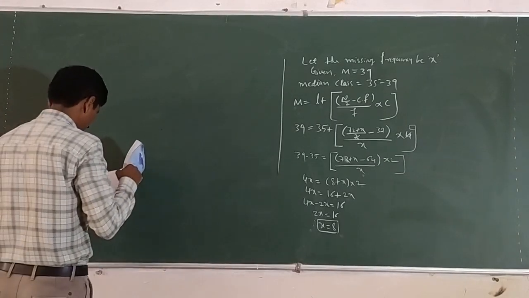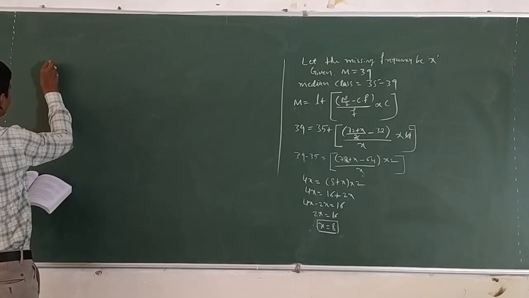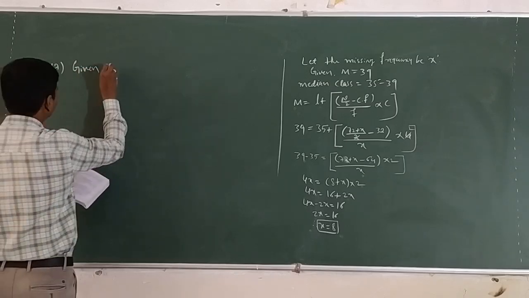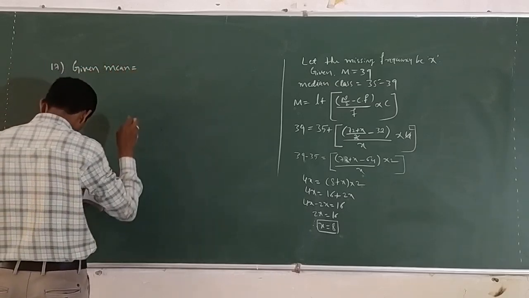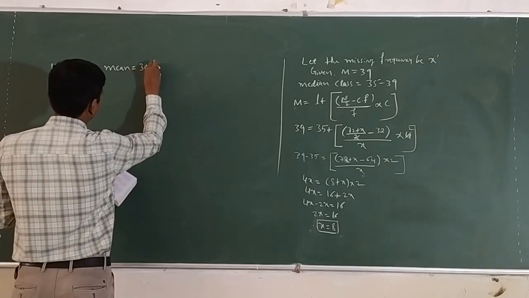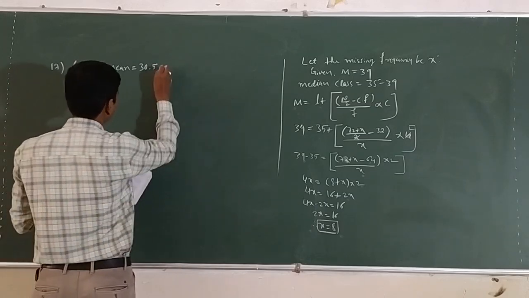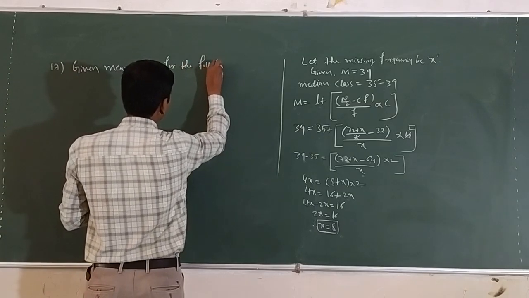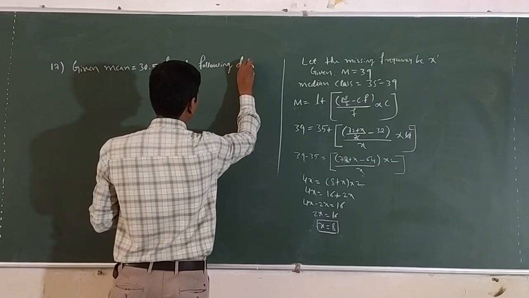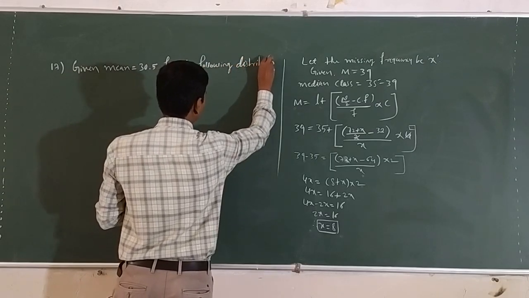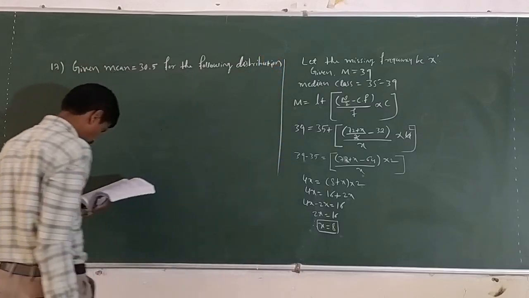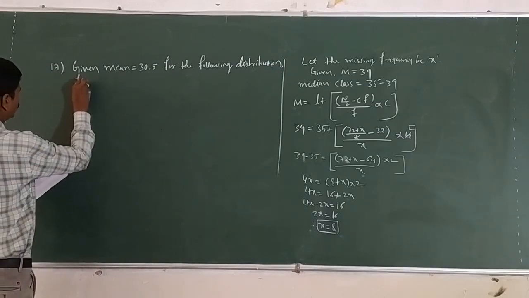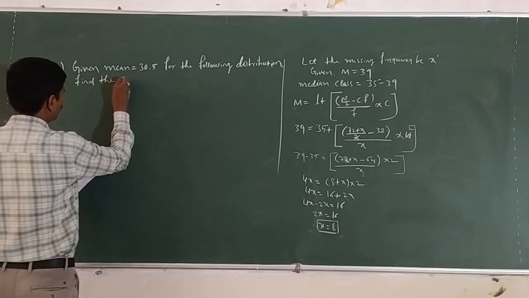Given mean equal to 30.5 for the following distribution, find the missing frequency.